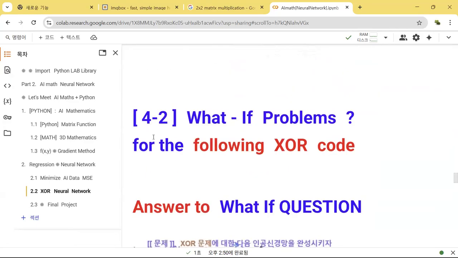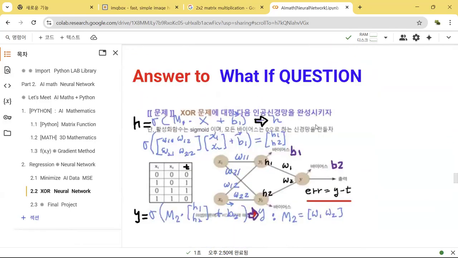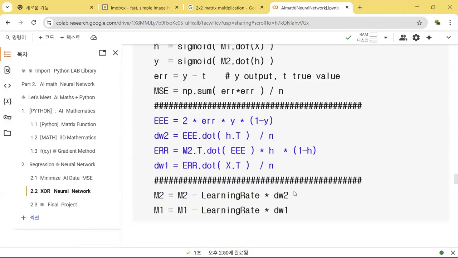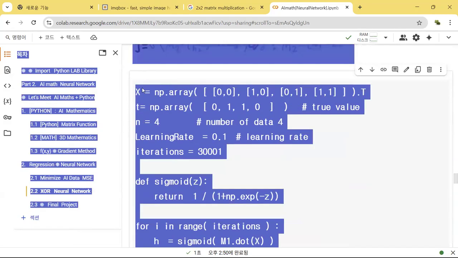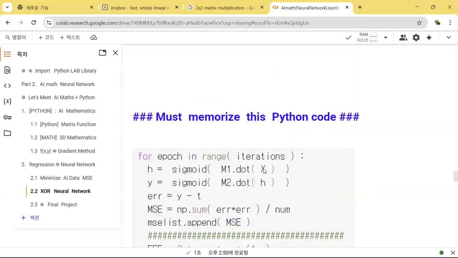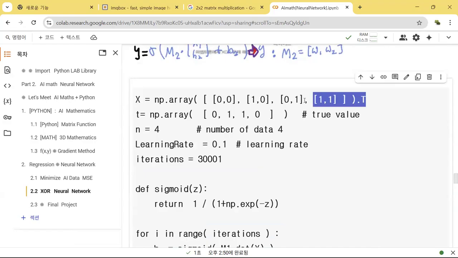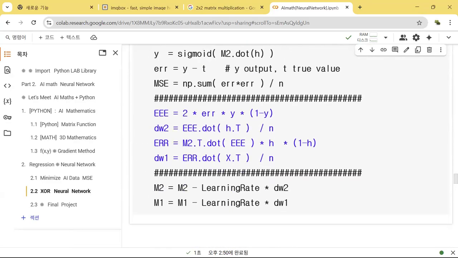The second sub-problem of problem 4 is a what-if problem. So for the following XOR code, now you have this kind of XOR code, okay? We already studied this much from this code, but there is more code to denote X, the input vector, the true value, the learning rate, and also the iteration. Also, we define a sigmoid function like this.